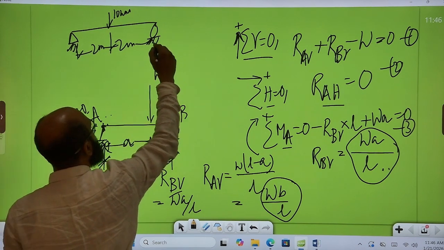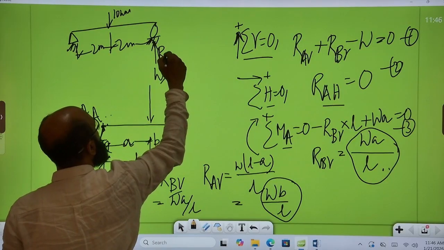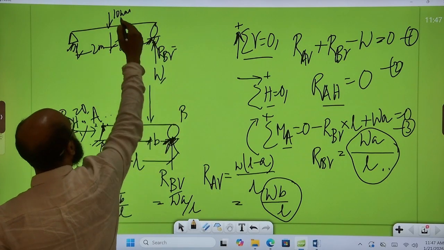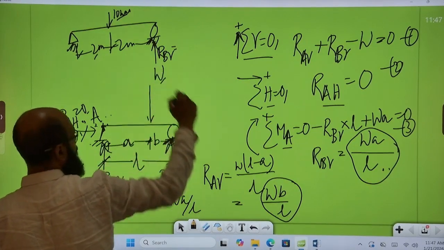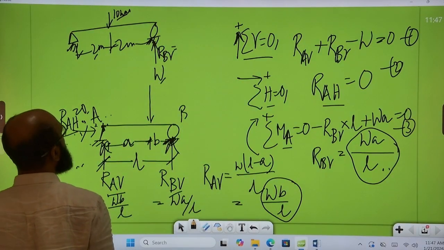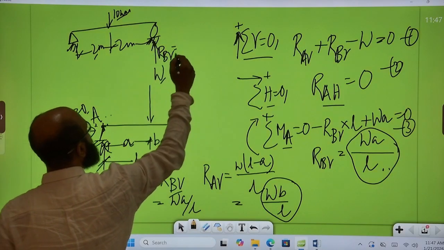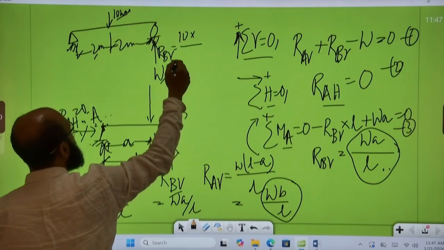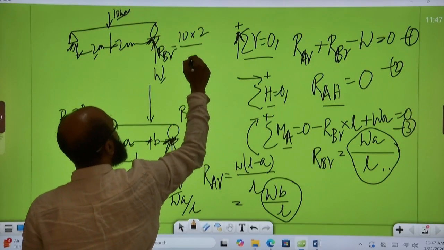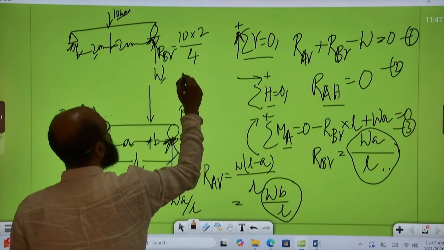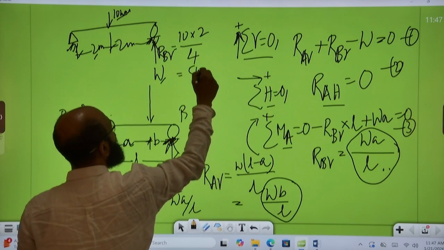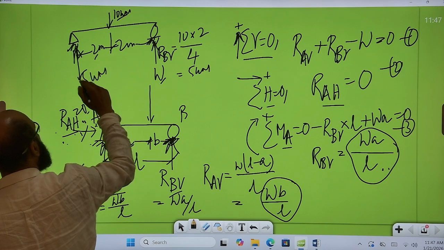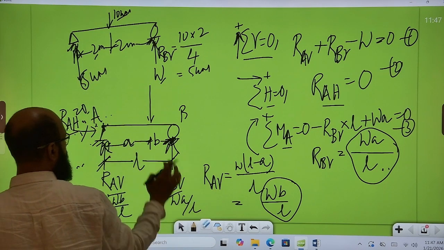This one is RBV. You can write W into a by L, isn't it? So this one is a, this one is b. W is 10 kilonewton, a and b are equal. So it is 10 into 2 divided by L, which is 4. So this is 5 kilonewton and exactly this one also will be 5 kilonewton. Fine.